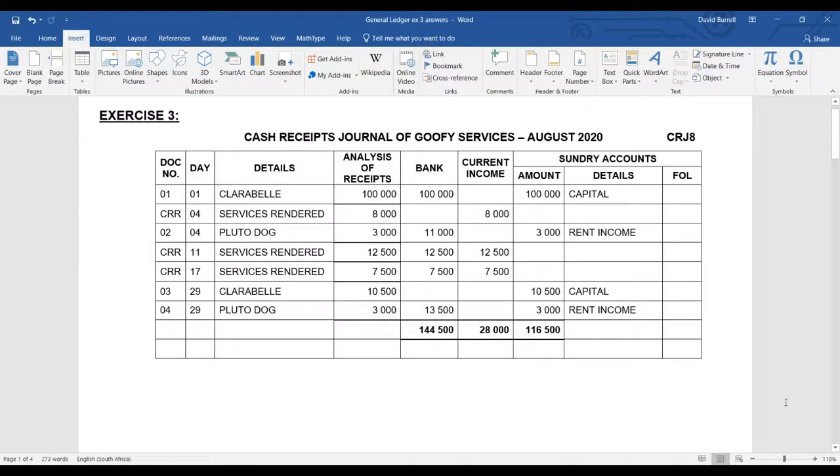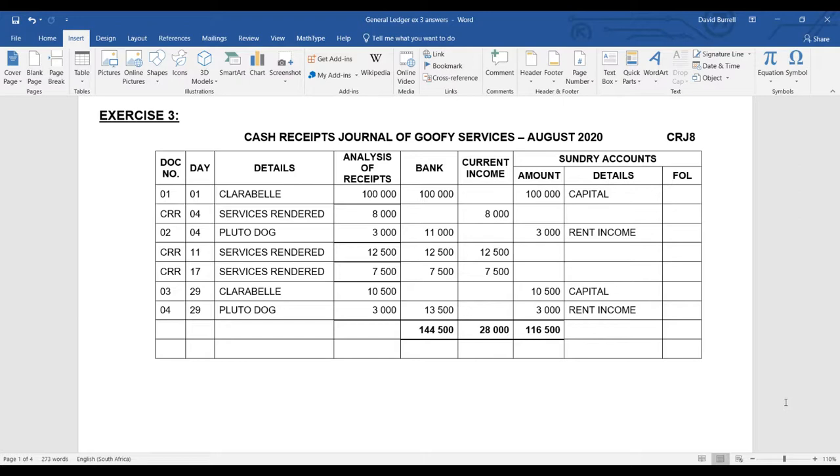And here we are in exercise 3. We are posting from the cash receipts journal and the cash payment journal to the general ledger. It's the third one of these exercises now, so I'm sure all of you are getting pretty good at it at this stage, but let's just go through it carefully and make sure you understand what's going on.